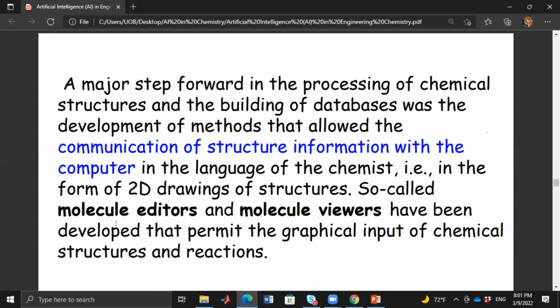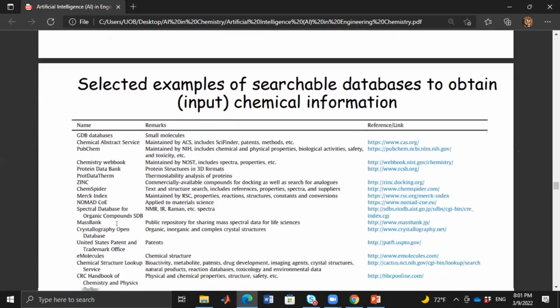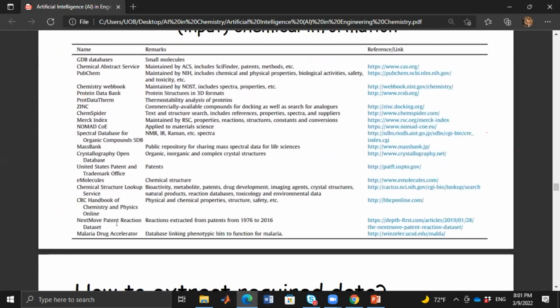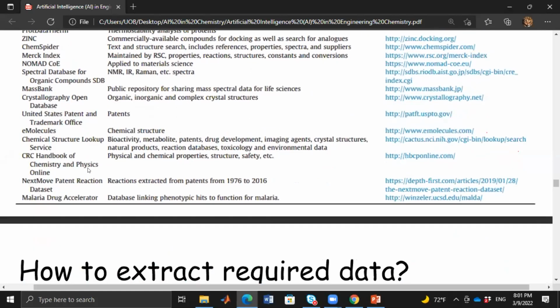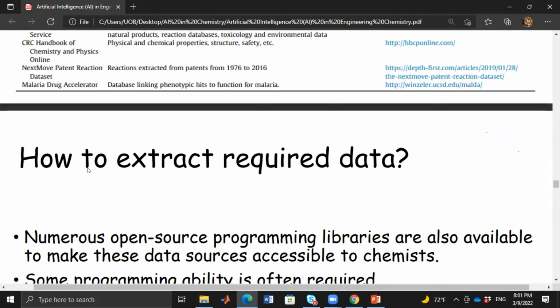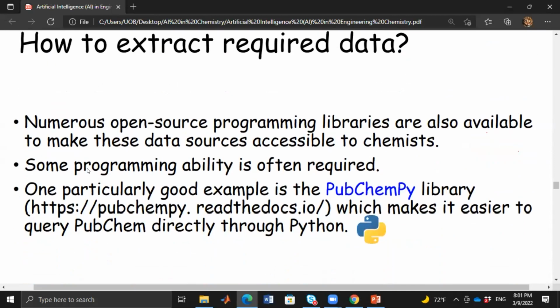People came up with what we call molecule editors and molecule viewers. And then we ended up with a lot of databases; you can see a database, and also you can see the link here. Now, all these databases are full of information. So there is a lot of information from the chemistry realm, if you like.